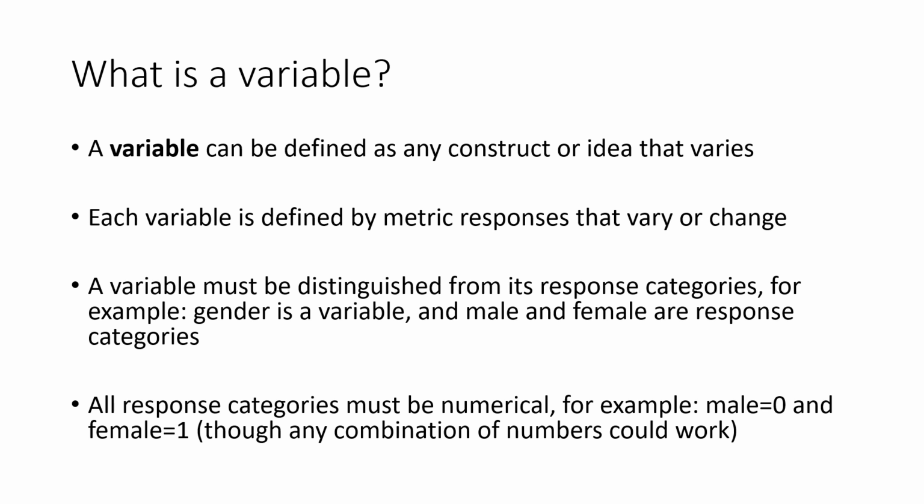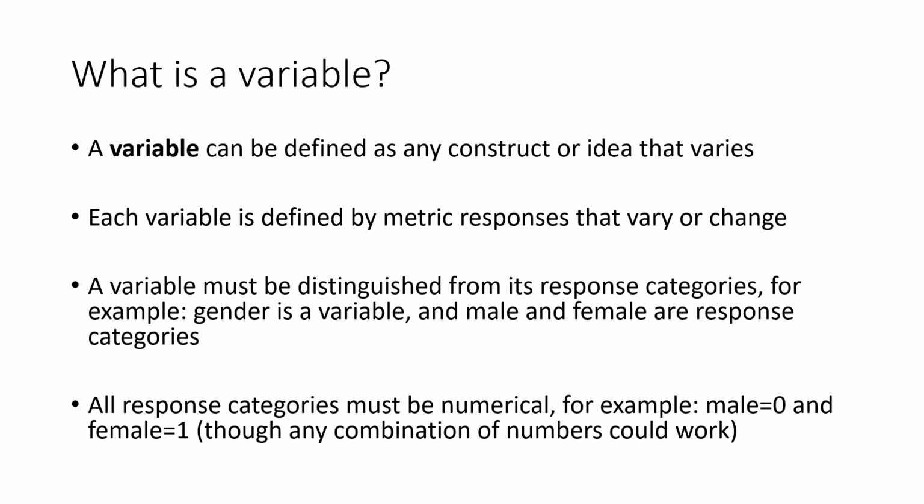Similarly, race is a variable, right? An individual can be black or white or Asian or whatever. Black, white, and Asian are not variables. They are response categories that are attached to the variable race. Equally, age. Age is a variable, right? An individual can be 26, an individual can be 72. 26 and 72 years old are not variables. They are response categories attached to the variable age.